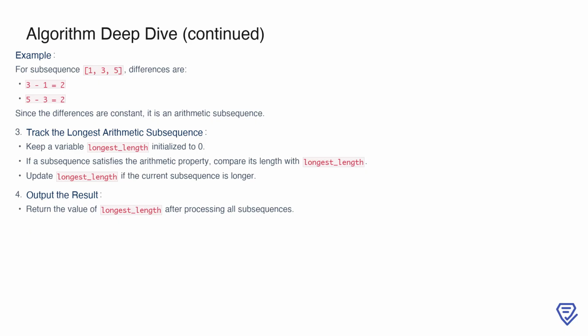To track the longest arithmetic subsequence, we introduce a variable called longest_length, initialized to 0. As we iterate through each valid subsequence, we compare its length with the current value of longest_length, updating longest_length whenever we find a longer subsequence. After examining all possible subsets, the value of longest_length will represent the length of the longest arithmetic subsequence, which we then return as the result.